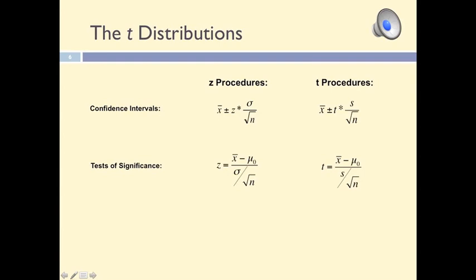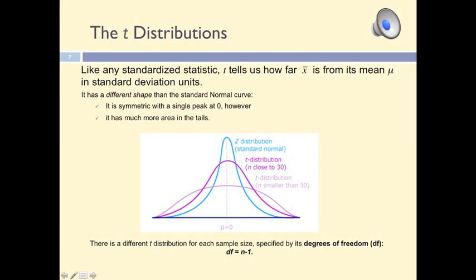After we estimate the standard error, we can compute confidence intervals and conduct tests of significance. For this, we use the same formula as we did with the z procedures, but we use the sample standard error instead of the population standard deviation. The other difference is that we now use the notation t instead of z. So we have a t star instead of a z star in the confidence interval formula, and a t test statistic instead of a z test statistic for the test of significance. The interpretation of t-scores is the same as the interpretation of z-scores.